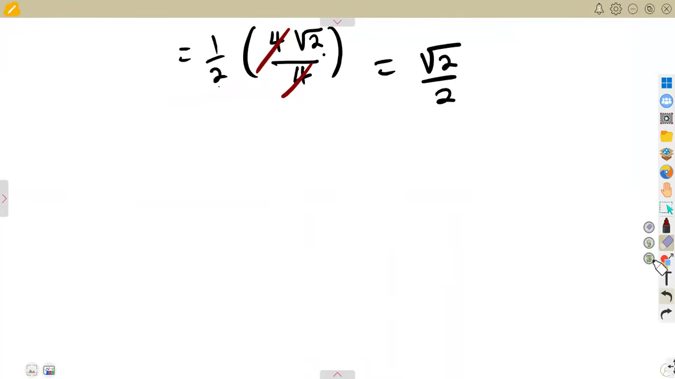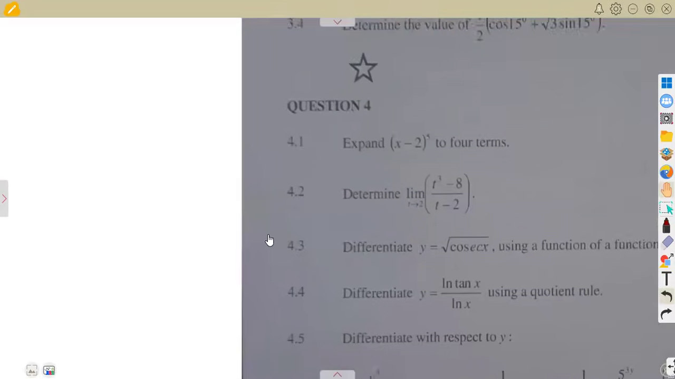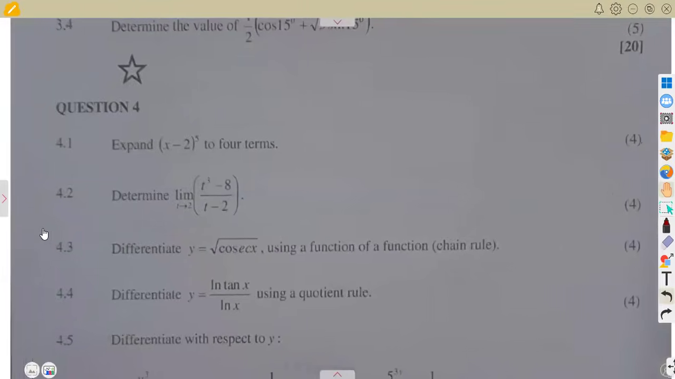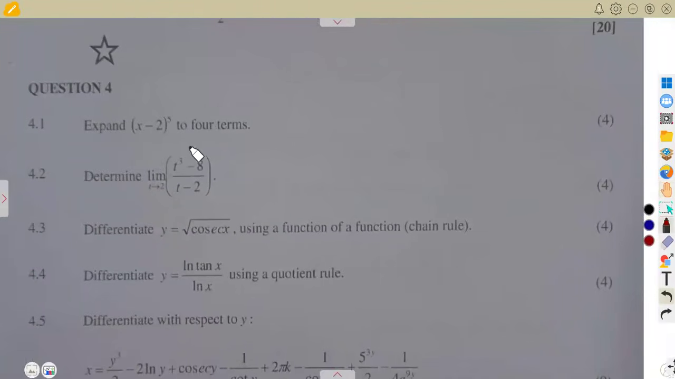So if you're to check them, you were given to expand this x minus 2 to the exponent of 5, but to 4 terms. Take note, up to 4 terms. So let's just see how you're supposed to have expanded this part. So that is 4.1, where you are given x minus 2 to the exponent of 5. Then you are given up to 4 terms.